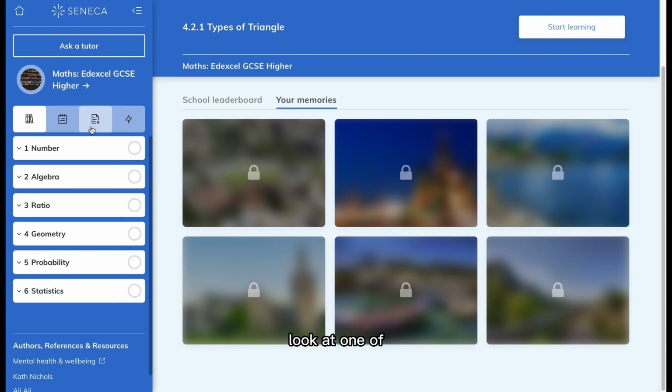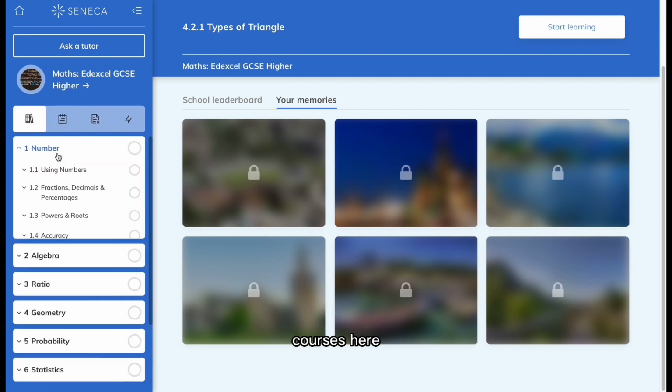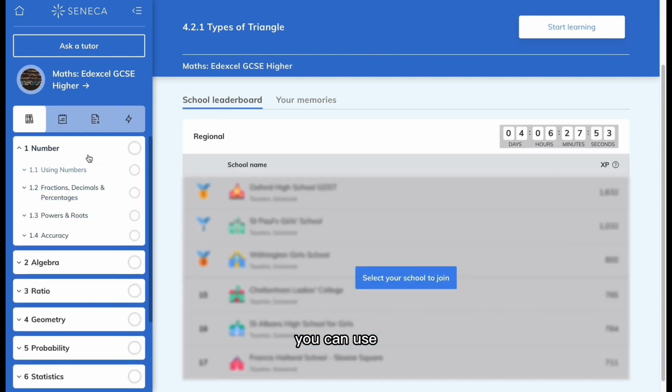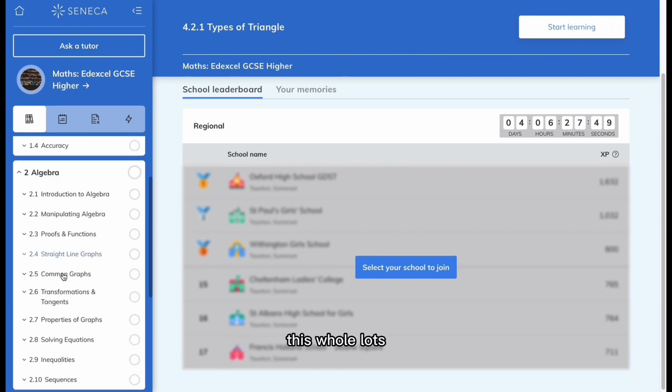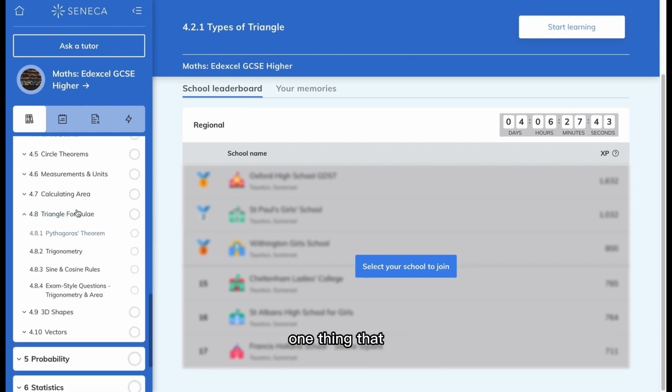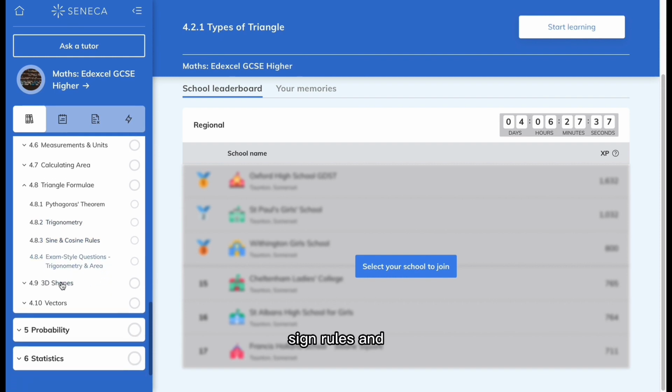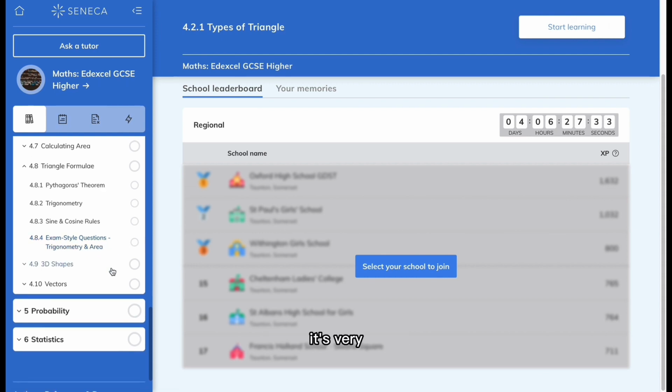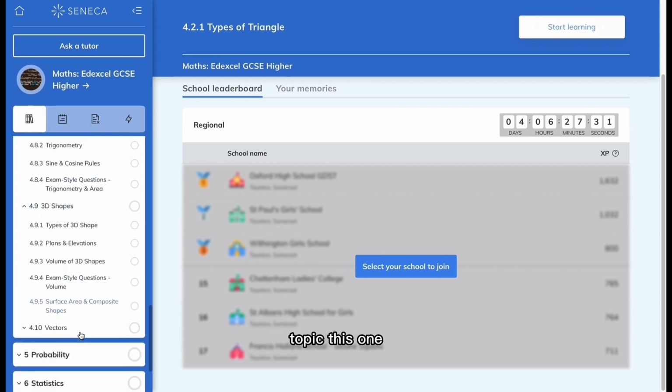We're going to look at one of these things. We can see here that we've got courses. We've got number: using numbers, fractions, decimals, percentages, literally the whole lot. And we can go to one thing, like if you're looking at triangle formulae, you can look at Pythagoras' theorem, trigonometry, sine and cosine rules, trigonometry and area, and the key segment, exam style questions. It's a very, very interesting topic, and a very interesting opportunity to learn.